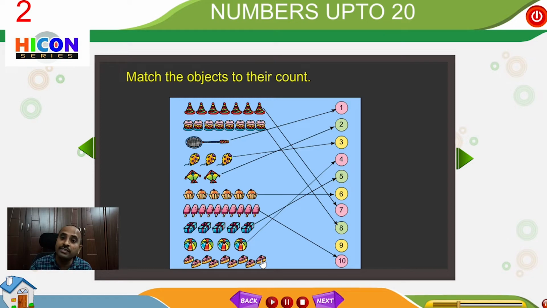So we have to match these cakes with the number 9. So let us find out where the number 9 is on the right side. Yes, this is the number 9. So match these cakes with the number 9.